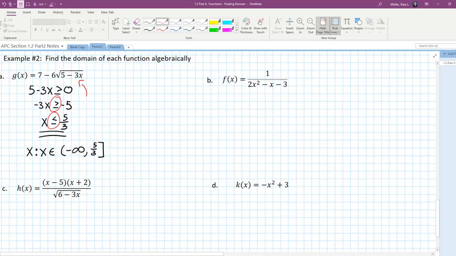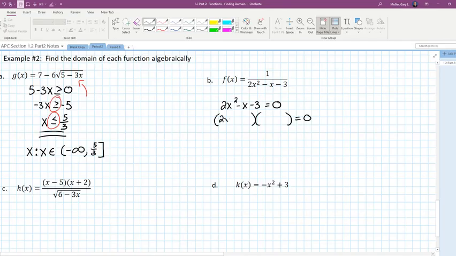Okay, part B. The only thing I can't do in this problem is divide by 0, and so I just need to know, when is this thing 0? So I'm going to ask myself the question: 2x squared minus x minus 3 equals 0. I'm going to choose to try to factor this thing.